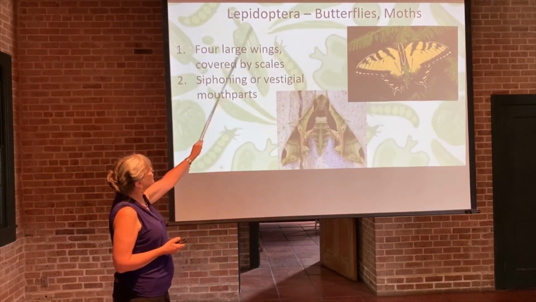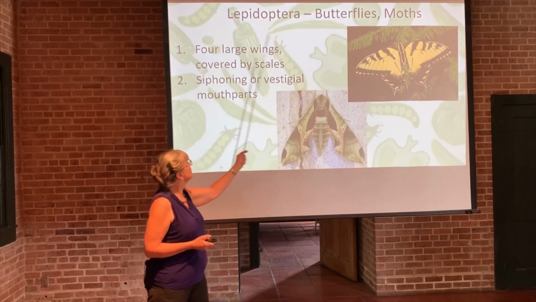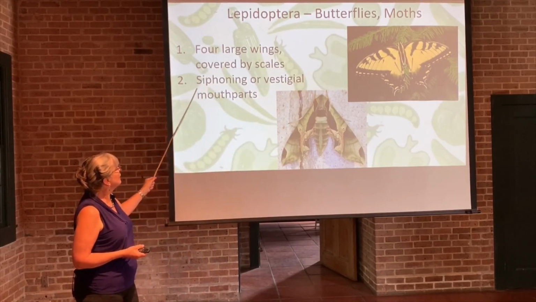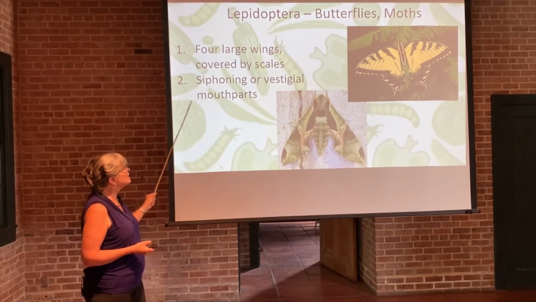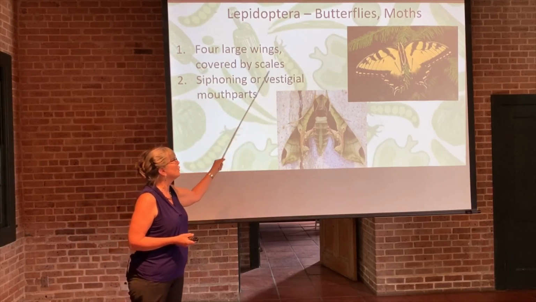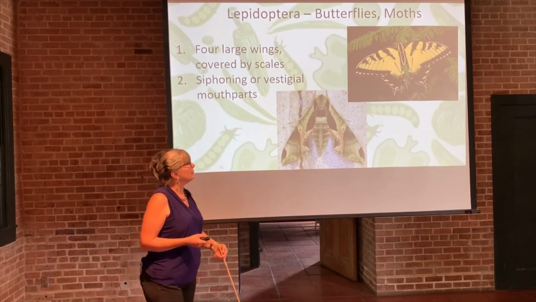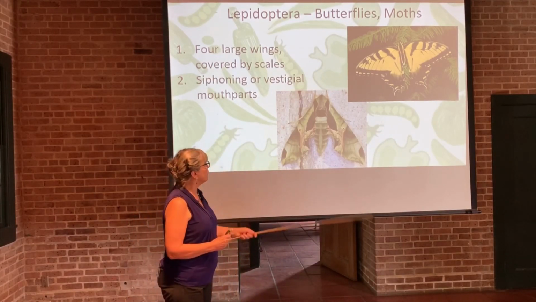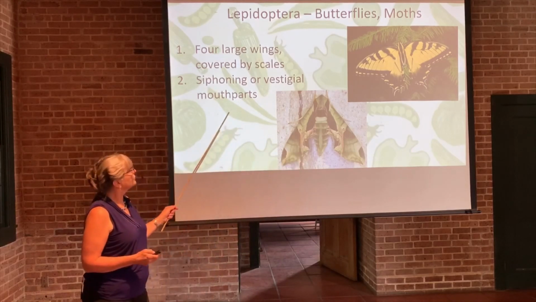All right, Lepidoptera, butterflies and moths. 4 large wings. I think that's pretty obvious to most people who have looked at butterflies. And they have siphoning or vestigial mouth parts. This means something that's a holdover from their development. And their siphoning mouth parts is what they uncurl and put in the flower to get the nectar.